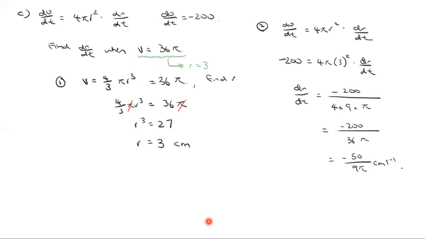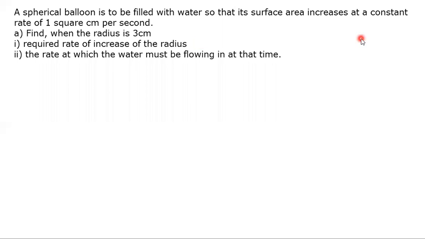Now, rather than going through max min today, let's leave that till next week. I'll just run through another problem with you. So, very similar question, but let's take a look. You've got a spherical balloon to be filled with water so that surface area increases at a constant rate of 1 square centimeter per second.